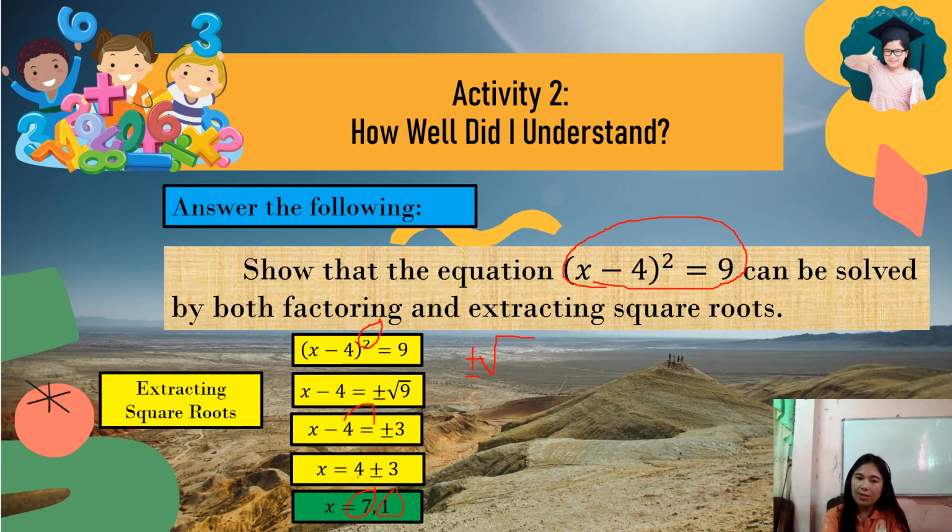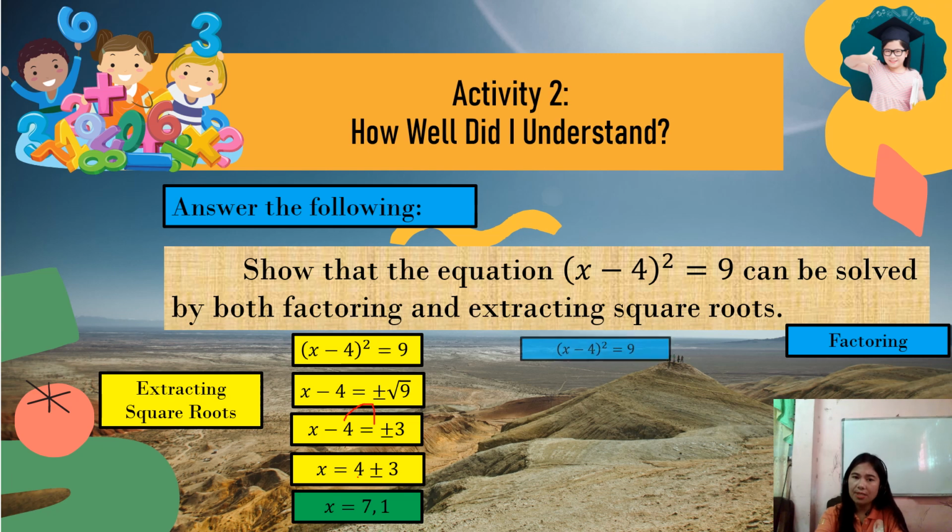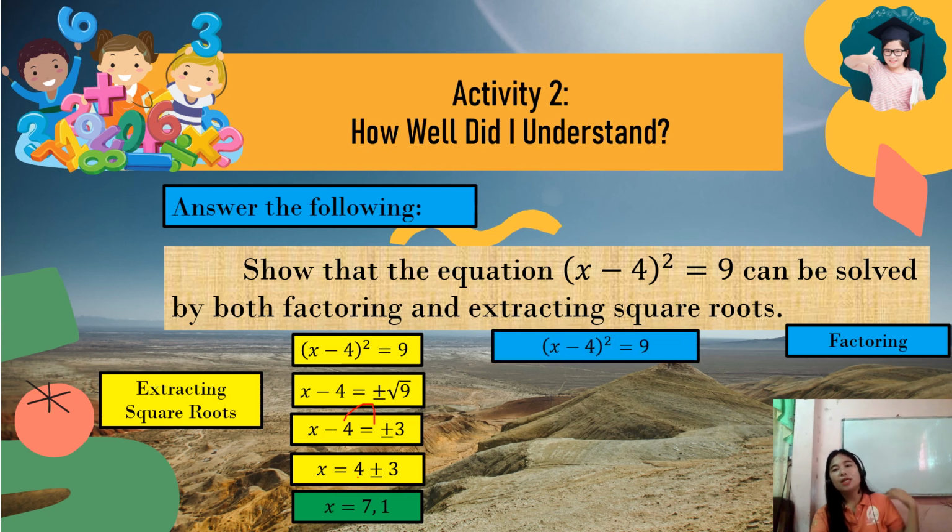Okay. Now, we will check if we'll have the same answer, since it is said that it can be solved by both factoring and extracting square roots. Here we go to factoring. I'll turn this off. Here we are in factoring, with the same given. So, how do we solve this using factoring? Of course, you need to expand this one.